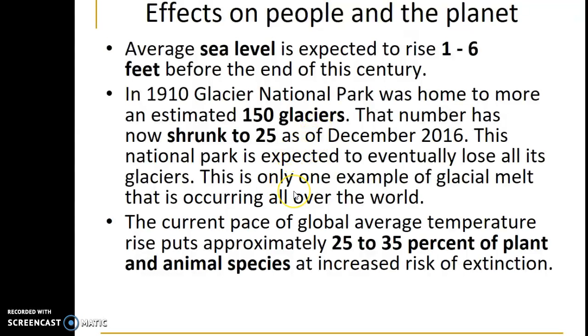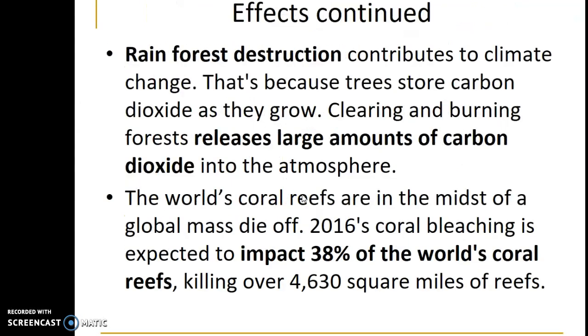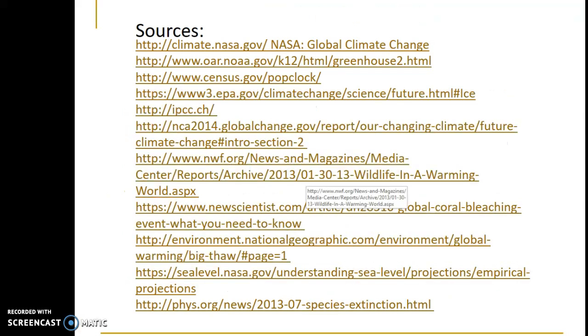We're looking at plant extinction, animal extinction because of the change in climate. A couple of things that contribute to it: rainforest destruction. Anytime we cut down trees, they store a bunch of carbon dioxide and they're releasing it. They're no longer able to take it away from the atmosphere, so the more trees, the better. Some of the impacts: coral bleaching has impacted much of the world's coral reefs, and that, of course, is sea life destruction as well.